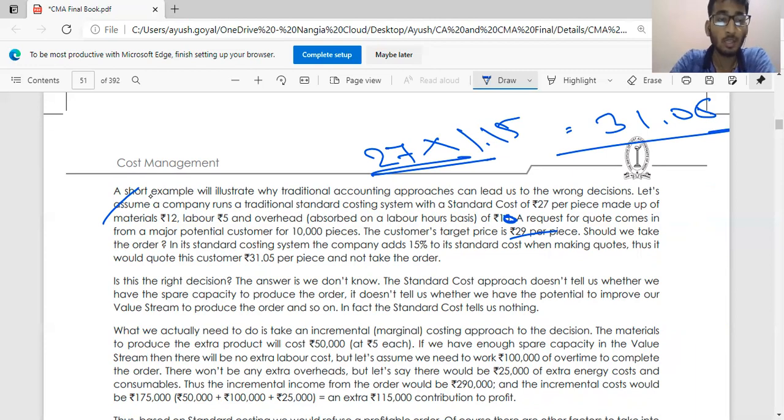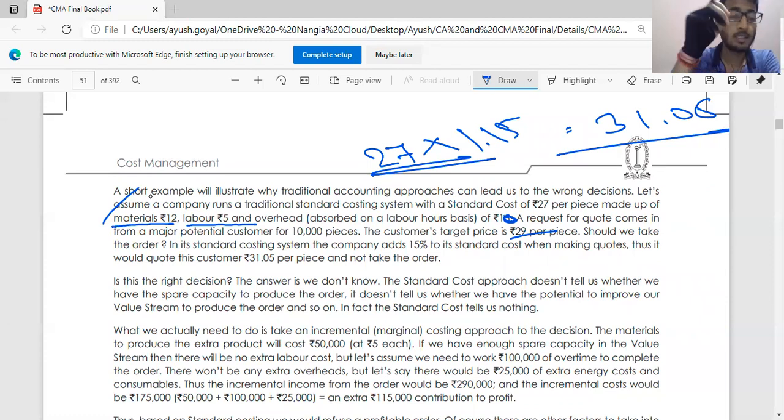But what do we do in the decision making concept? What does modern day costing suggest to us? It suggests that 12 is the material which is variable, and 5 is the labor which is variable. We understand that these both are the things which will apply as and when we get an order. So these costs will change as we get orders. Suppose today I get an order of 10,000 units, and it requires material of 12 and labor of 5 rupees per piece. So definitely for 10,000, we'll spend around 1,70,000 on material and labor.